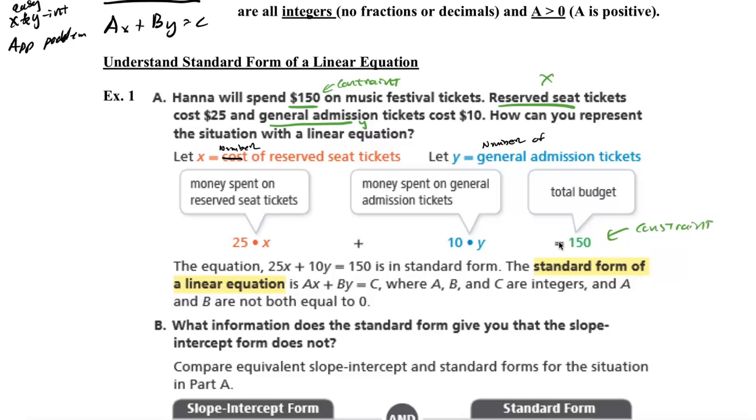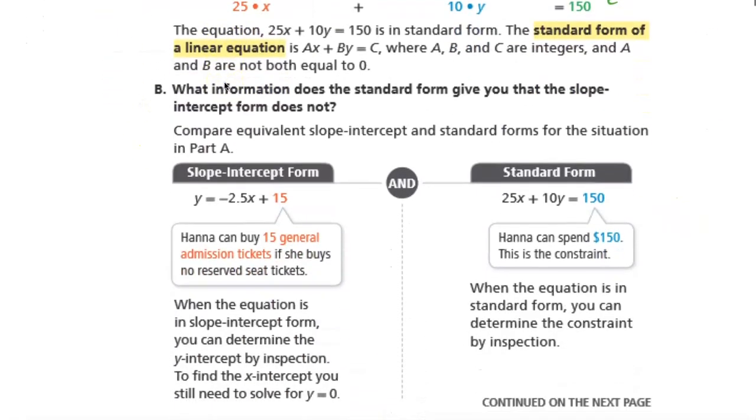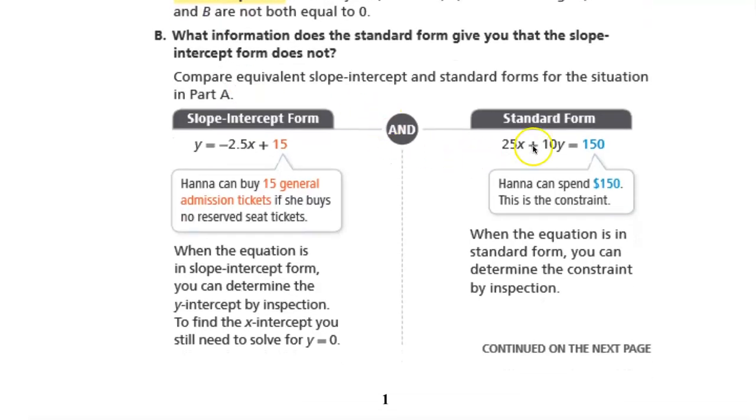So this is the classic example where we can use standard form to set up an equation for us, where we ask how much does one ticket cost plus how much does the other cost? Add them up, and it equals our constraint. So that's a good one for standard form. We can write our equation: 25x plus 10y equals 150. That's the amount she could spend. So that's a good one to do in standard form.